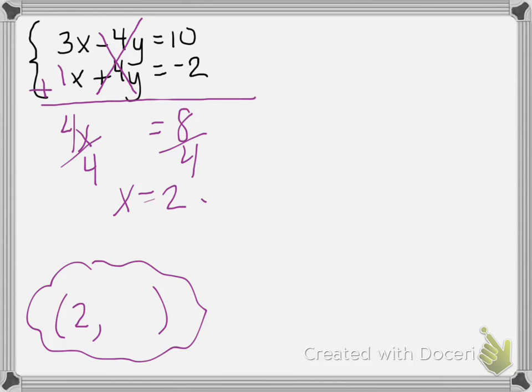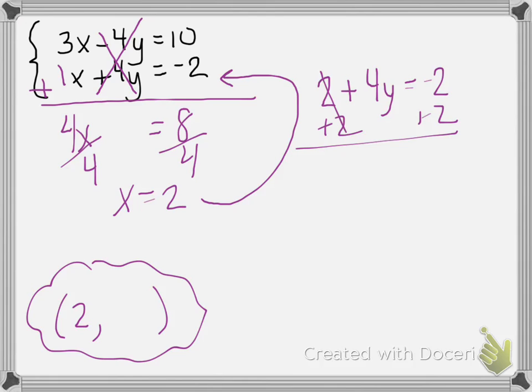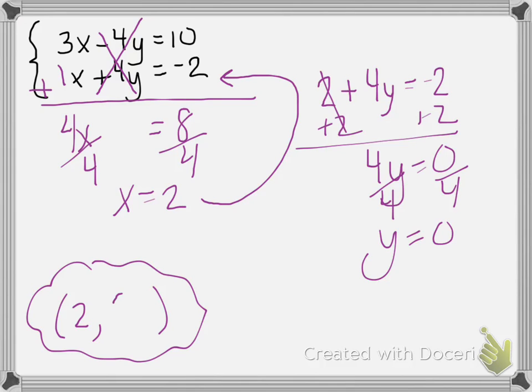Now I can substitute back in. I think I'm going to substitute into this one this time. 2 plus 4y equals negative 2. And I get, whoops, did I do something wrong? I got 2 and 2. So, oh, yes, I did something wrong. I was like, wait a minute, it doesn't cross at 0. This should have been a minus.